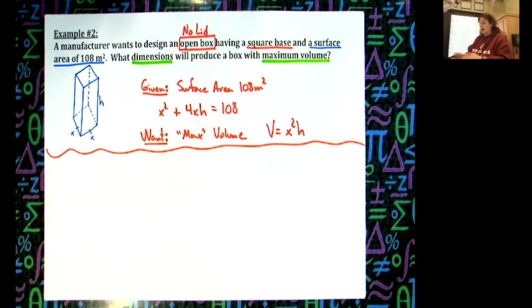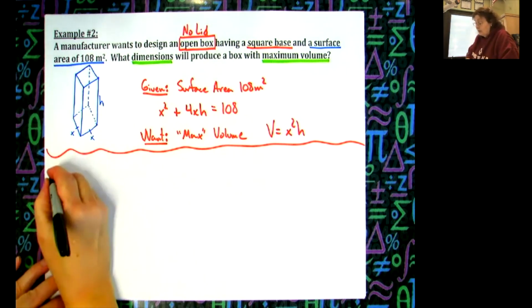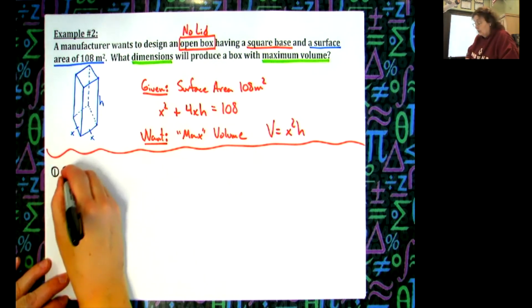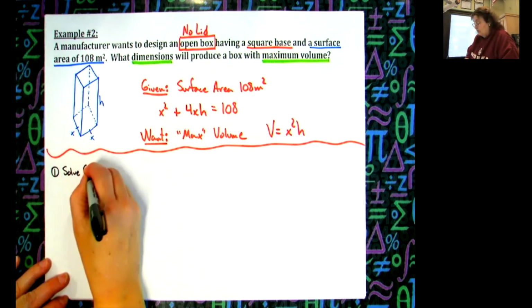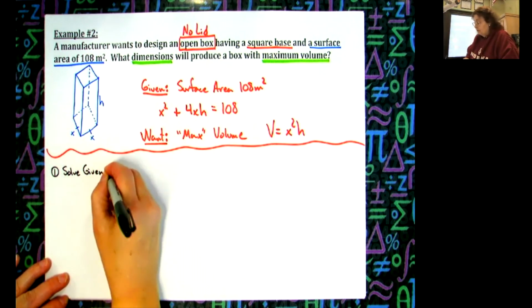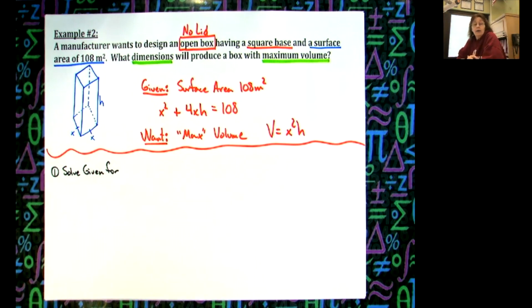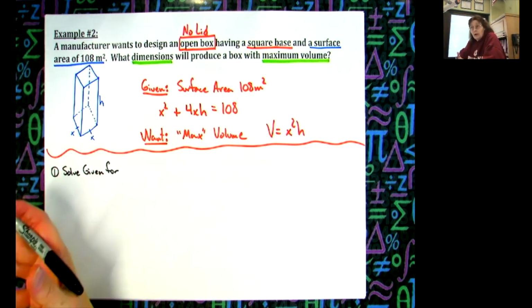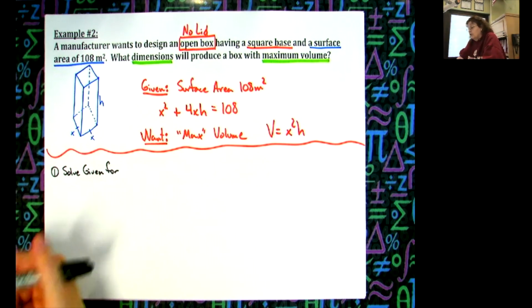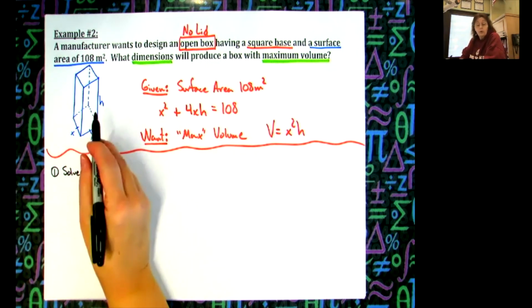All right, so now once you did all of that, once you get your picture drawn, you've got your given, you've got your want, all right, then you're ready to start with your 6 steps. Okay, we're going to label them every time here. So we're going to solve the given for, now this time I don't have a y, right? I don't have a y, and I said solve for y. So you will vary each one of your problems a little bit, but you've got to solve that given for something. I'm going to choose to solve it for my h.